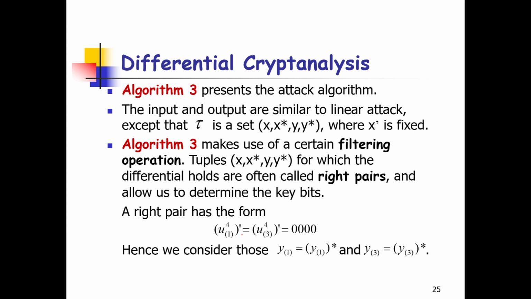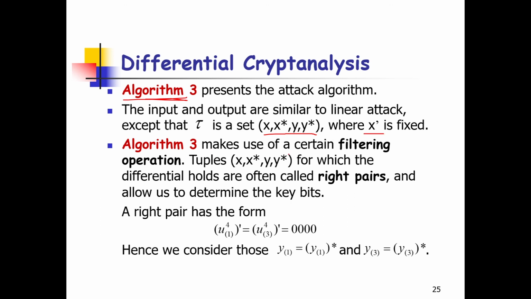Now, how can we solve the ciphertext? This can be solved using algorithm 3. We will discuss this in some minutes, but let us see the definition. Algorithm 3 presents the attack algorithm. The input and the output are similar to the linear attack, except that tau is the set of x, x star, y, y star, where x dash is fixed.